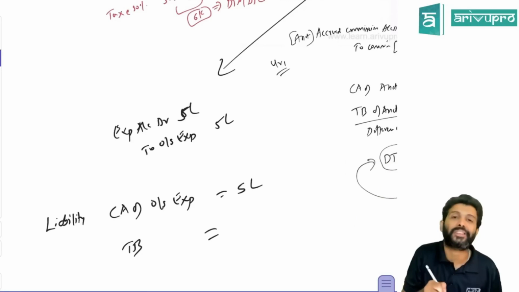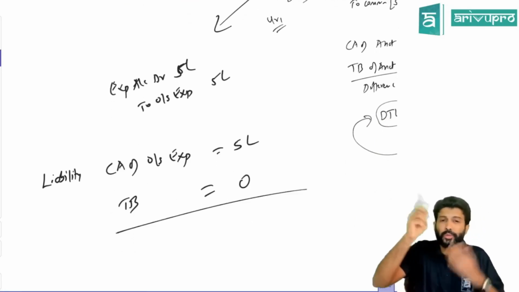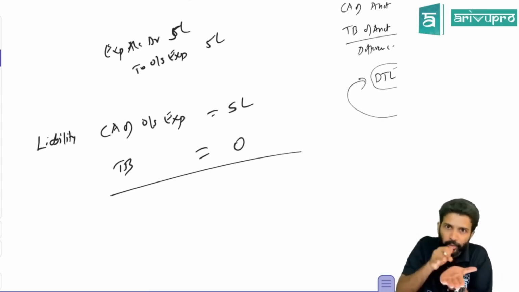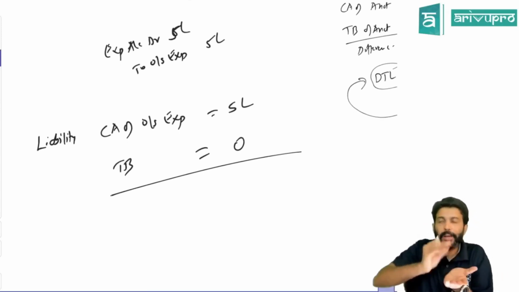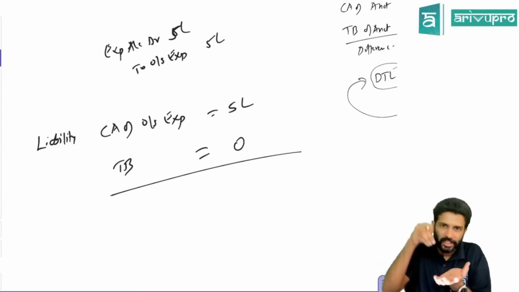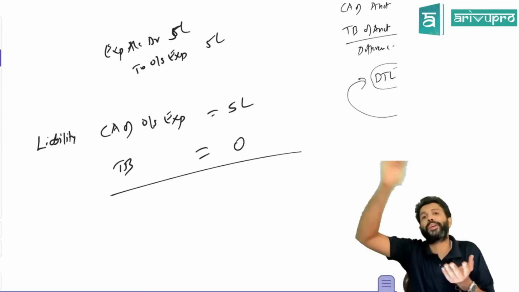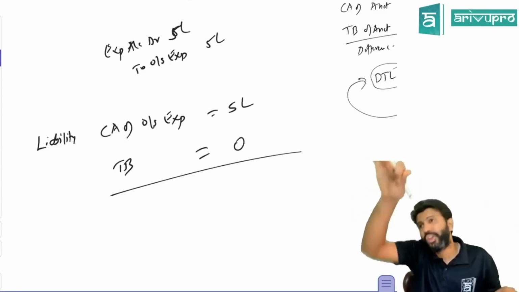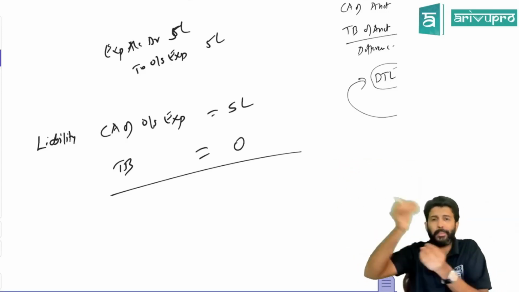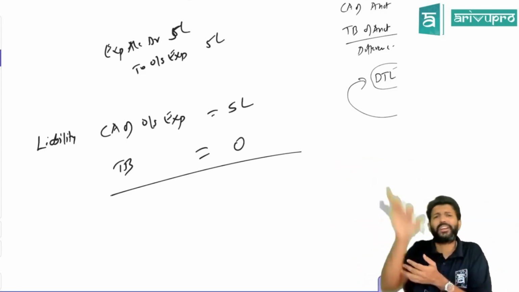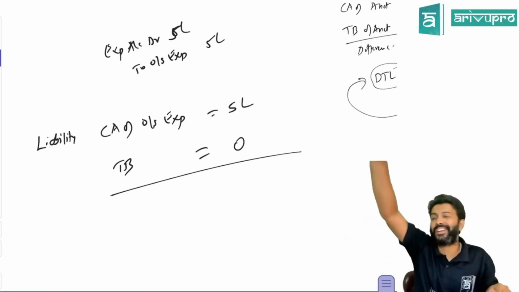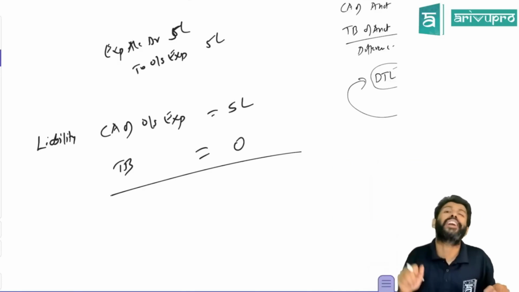That means what is the tax base of this liability? 0. Now think logically. Forget about the equation. So this expense you have accounted for now as per accounts. But can you claim deduction of this expense as per tax in this year? No. You can only claim it in the next year. So next year when you claim the deduction, what will happen? Your profit will reduce, right? When you get the deduction, the profit will reduce, so the tax will reduce.